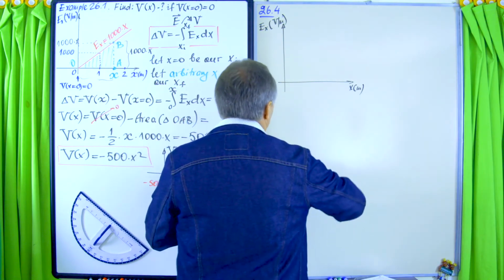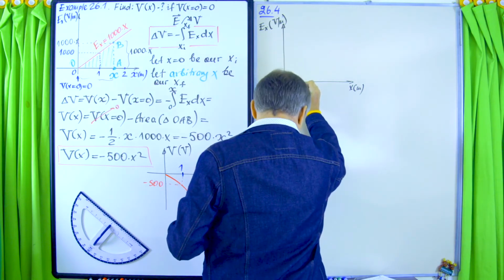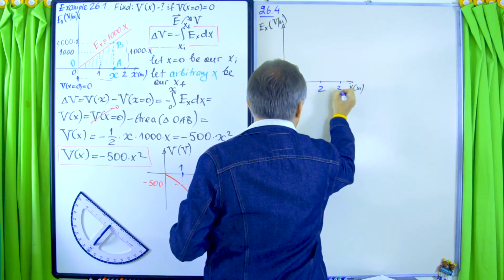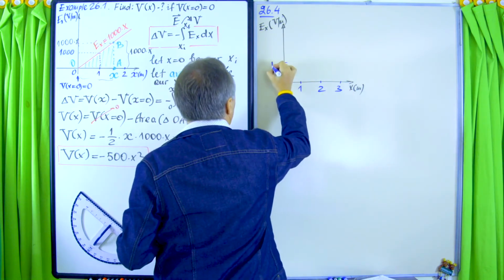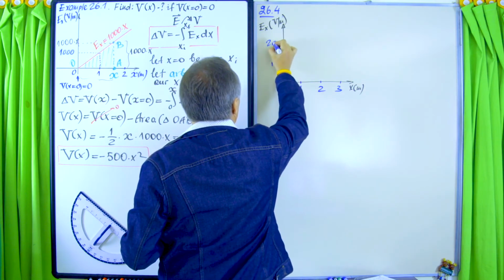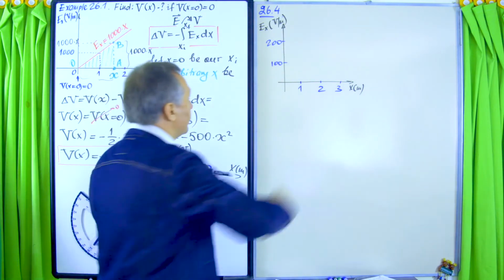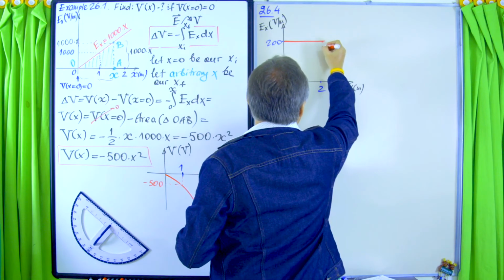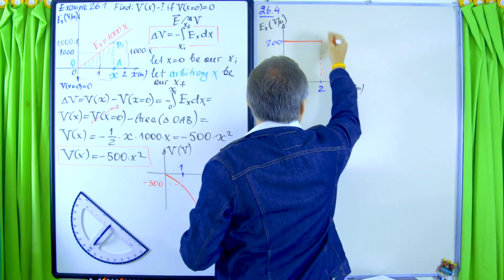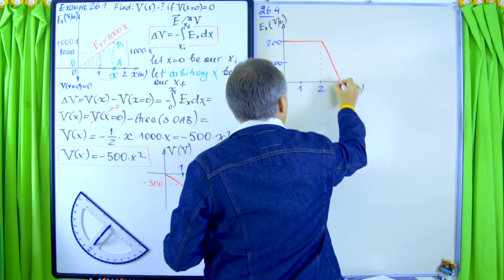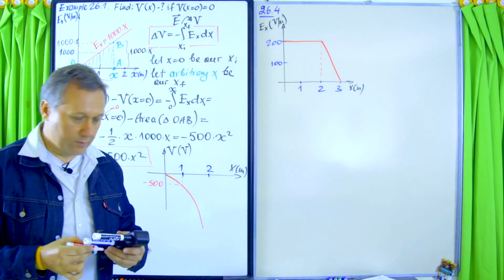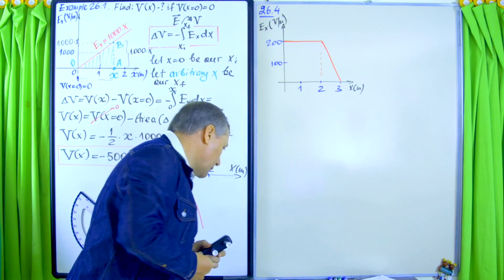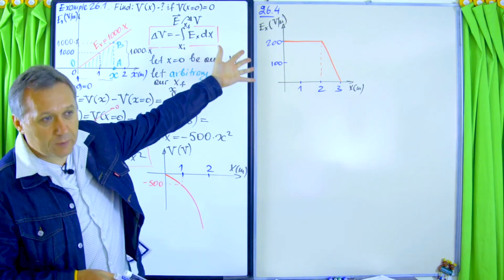First I need to put points: 1, 2, 3. And let's say here we have 100 and 200. And now the plot itself. First it stays constant up to this point, then it goes down to x equals 3. All right, so that's what is given about the electric field.